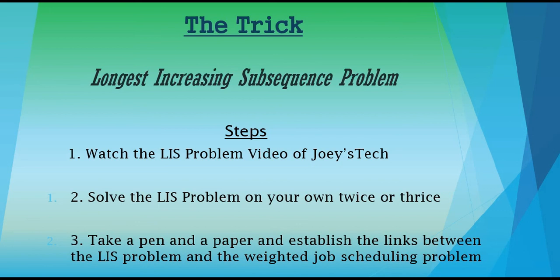Step number 3 is take a pen and a paper and establish the links between the LIS problem and the weighted job scheduling problem. So put the problem statement of the weighted job scheduling problem on the paper and try to establish the connections between the LIS problem and this problem. I am sure that you will be able to do that because you have got a beautiful gift, the mind. All right, because that will become so easy. That's how confident I am.